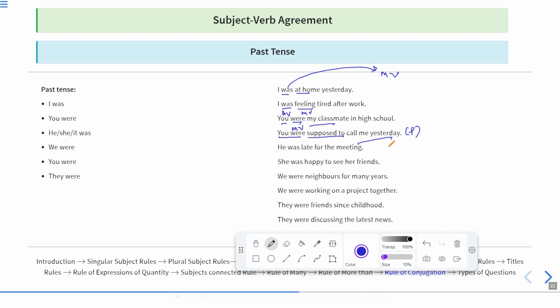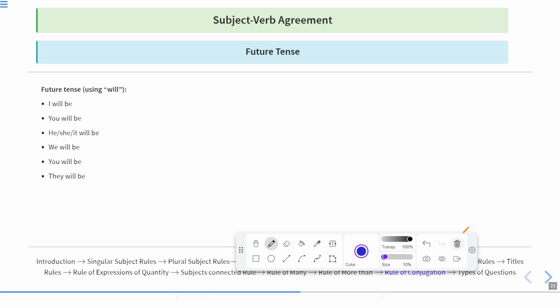Okay, so these are the verbs of the be form. We can use was or were to show the past tense of be. Okay, I hope you have understood all these sentences. Now let us move to the next one. The next one is future tense, and in future tense, how do we use be?